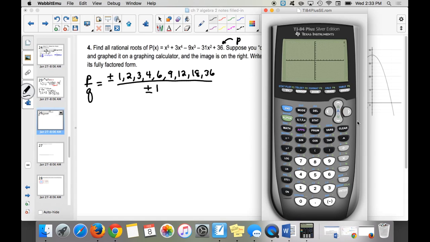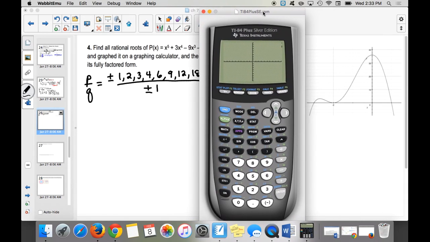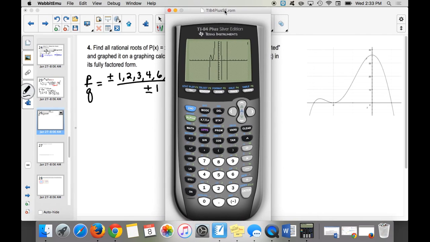And I hit graph. It gives me a little graph here. I can kind of count. I can say, ooh, this one looks like it's close to 1. This one is probably 2, so 3. So 1 and 3, maybe at -2, -3. Do you guys see those where it looks like it's crossing the x-axis? It's like here, here, here, and here.